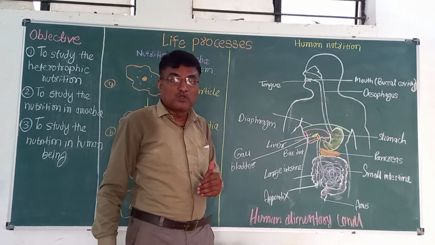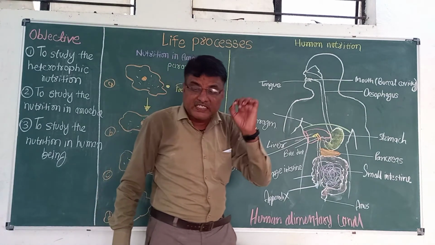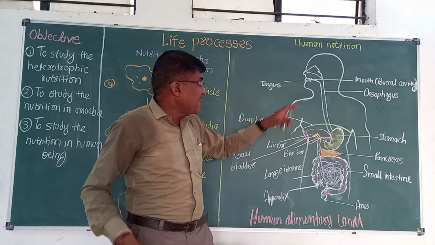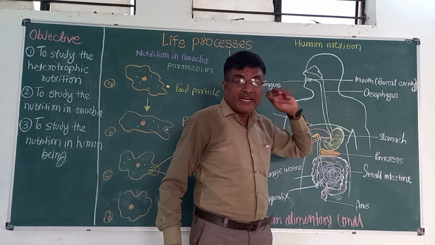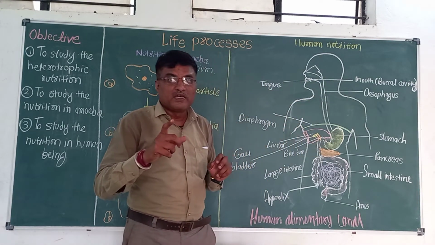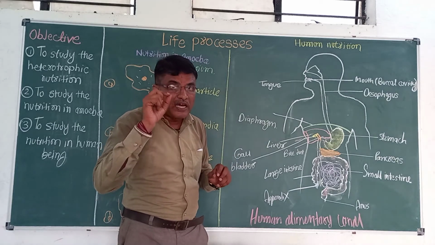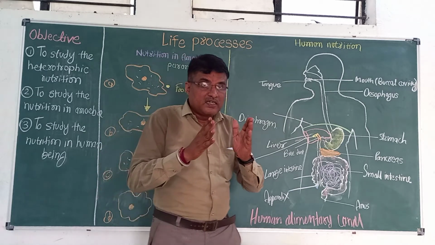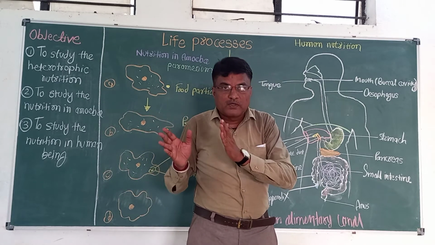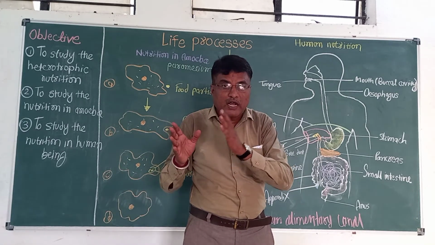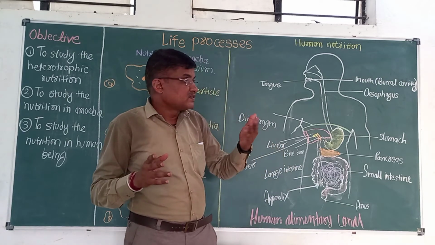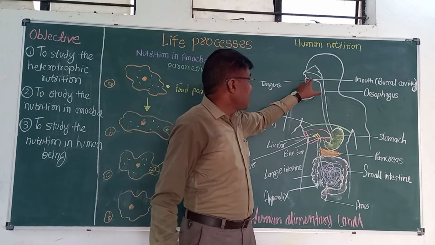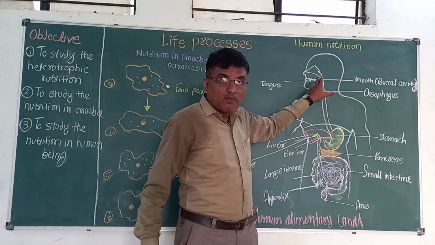What takes place in the mouth? 30% digestion takes place in the mouth. How is that? Saliva secreted by the salivary gland in the mouth contains the enzyme called salivary amylase, and this enzyme converts the starch into simple sugar, or we can say maltose. In this way 30% digestion takes place in the mouth.